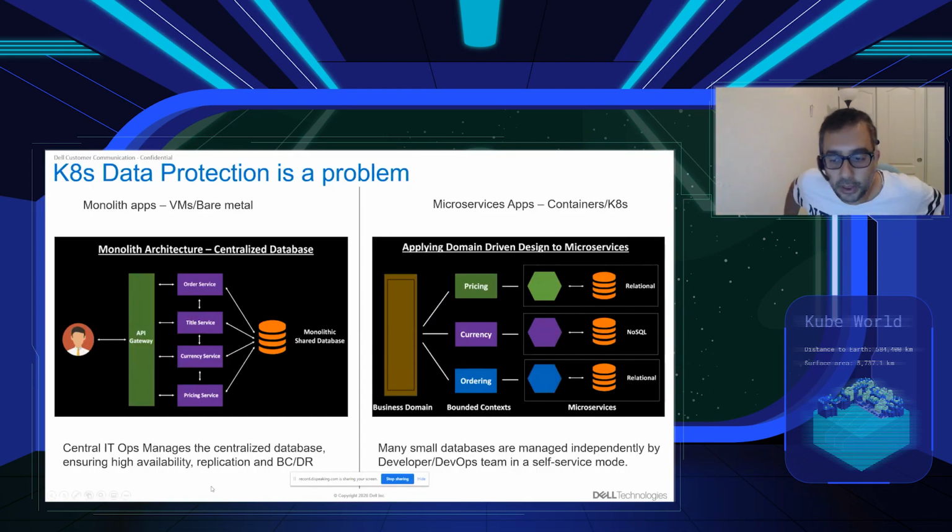First, let me go over a little bit about what has changed with application architectures today. If you look at a traditional application, which is a three-tier architecture, it's typically broken down into the web tier, the application tier, and the database tier. And typically the database tier comprises a large, monolithic shared database like Oracle, SQL Server, etc. And that's managed by a central IT ops team.